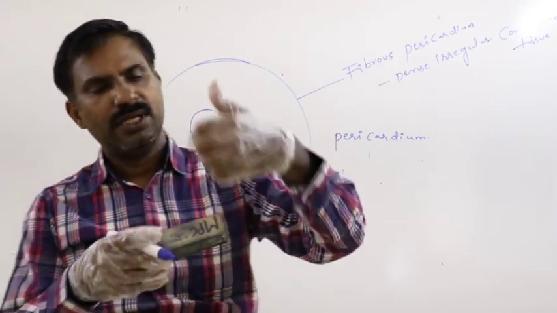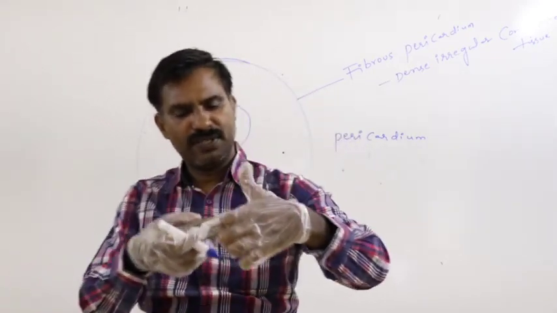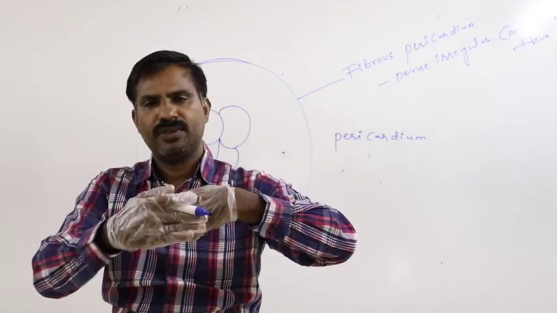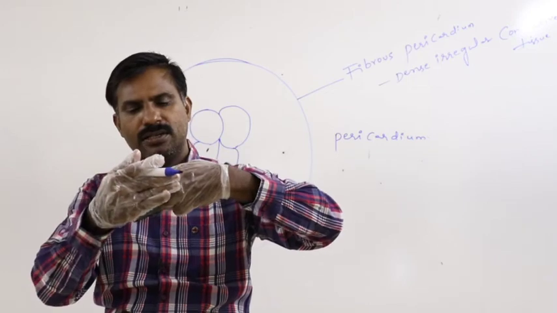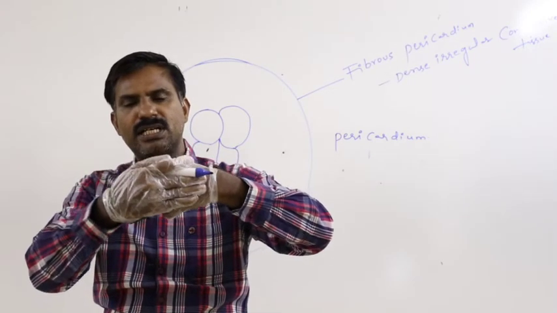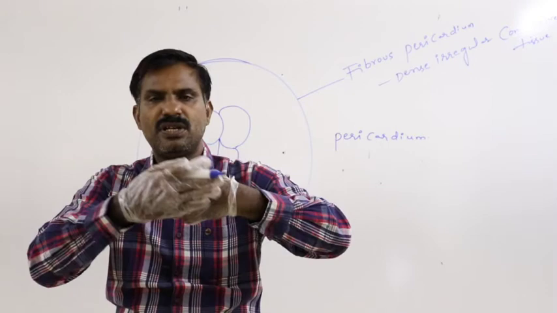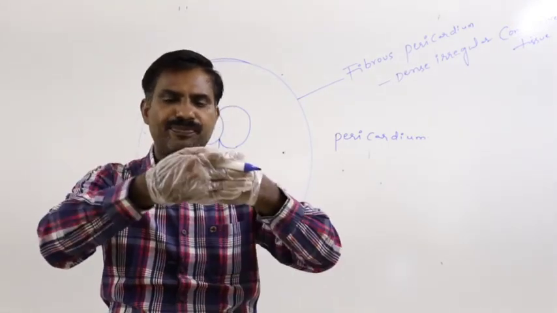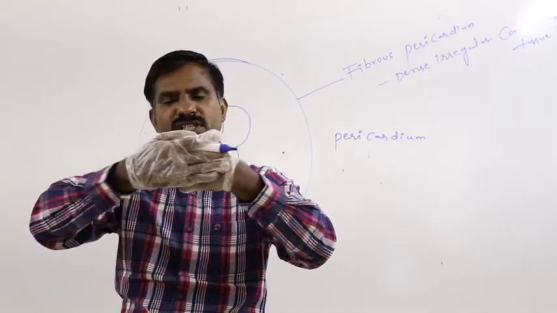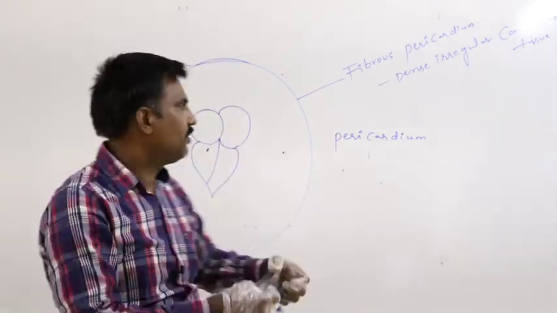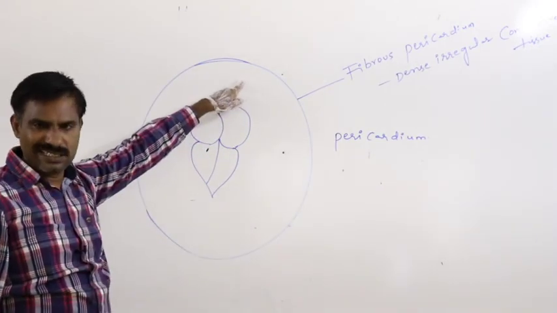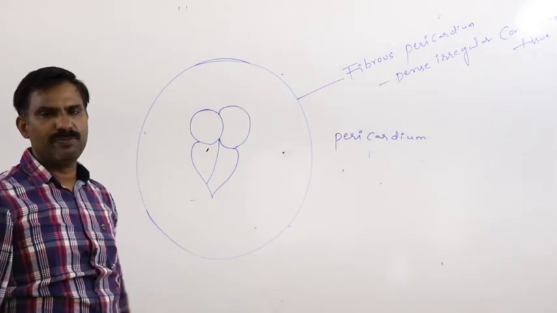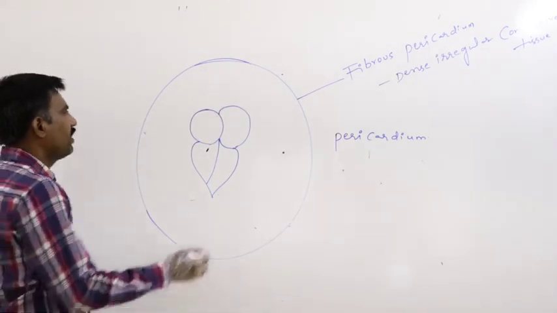Just assume this is the fibrous pericardium, this is the heart, this is the thoracic cavity wall. So the fibrous pericardium always attaches to the inner surface of the thoracic cavity. It attaches or adheres there, and it is principally made up of dense irregular connective tissue.